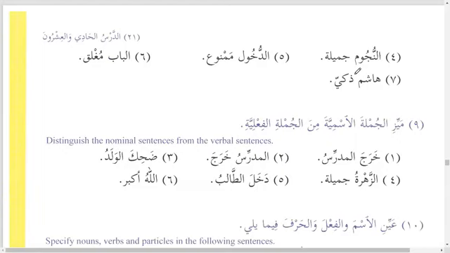An-nujumu jamilatun. The stars are beautiful. An-nujumu is the mubtada and jamilatun is the khabar. Why do we have jamilatun? Because nujum is plural of najm, masculine singular, but it is a plural of irrational beings, so it is treated as feminine singular. It is a broken plural, jam' taksir.